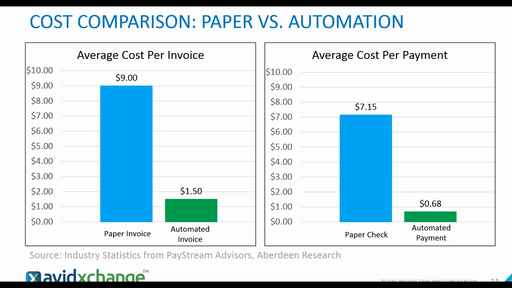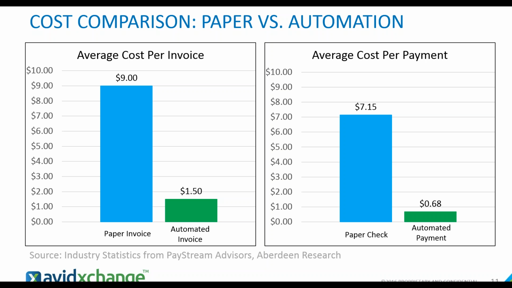Same goes for the payment, and we're going to do that same process with you as well. But you can see on average that it costs $7.15 to just send that check out the door. That's what it costs to print it, stuff it in an envelope, put a stamp on it, and mail it out, as opposed to an AvidXchange automated process, which is just 68 cents.